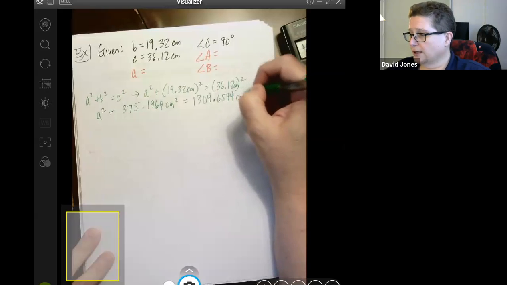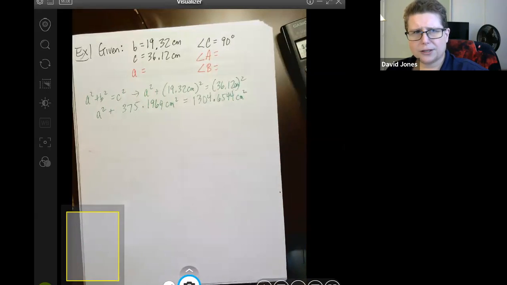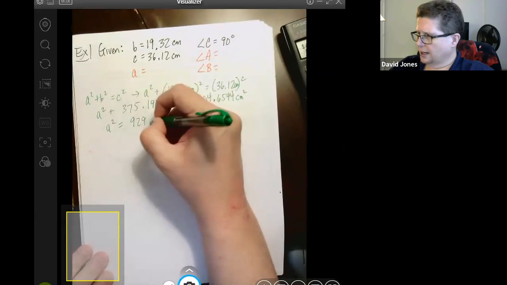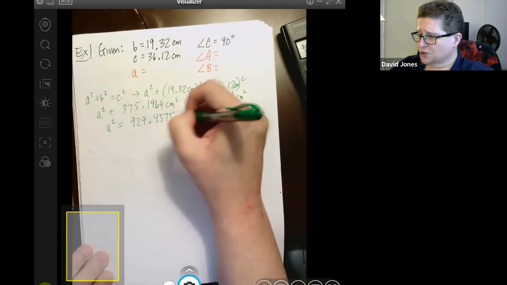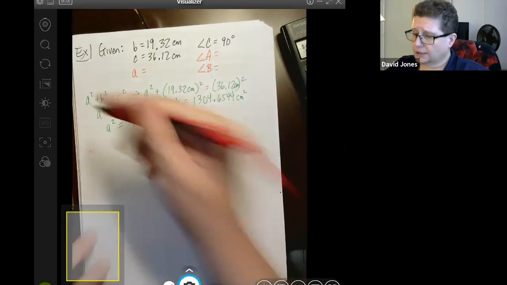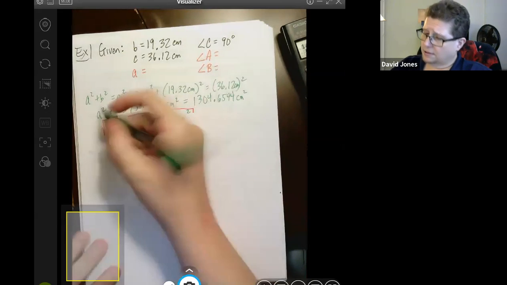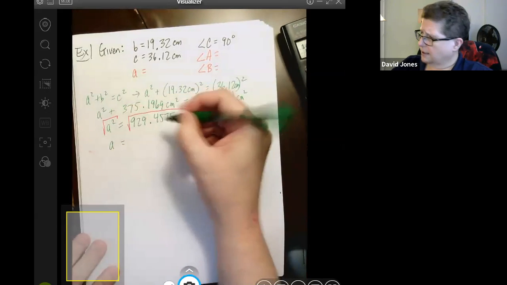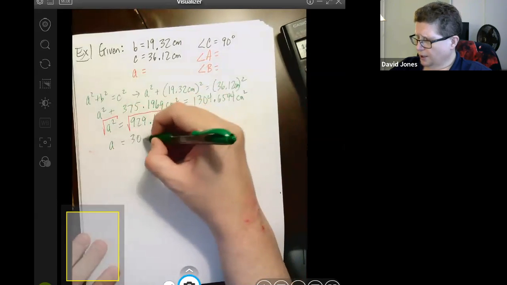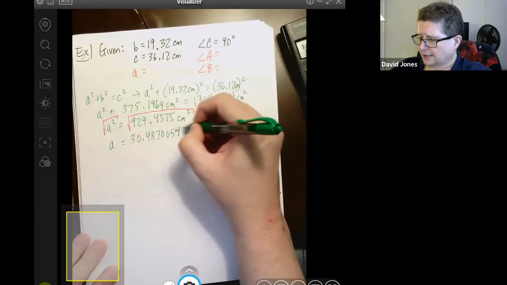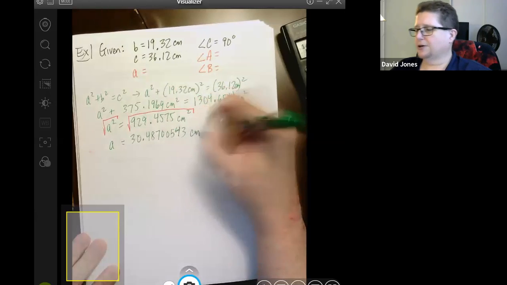And on the right side, we have 1,304.6544 centimeters squared. Don't dump all the decimal places now. You only do the rounding for significant digits at the end. We'll subtract that over. A squared is 929.4575 centimeters squared. Take the square root. We're going for the positive root. And I get 30.48700543. The square root of centimeters squared is centimeters.